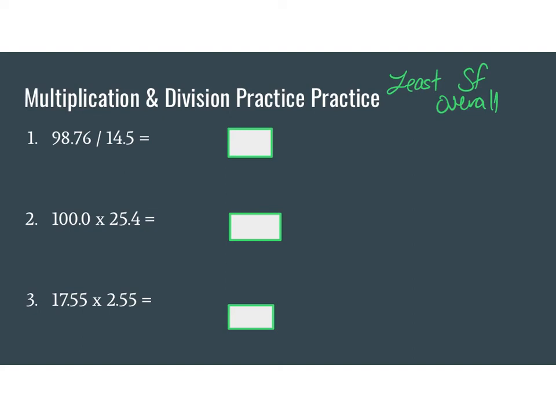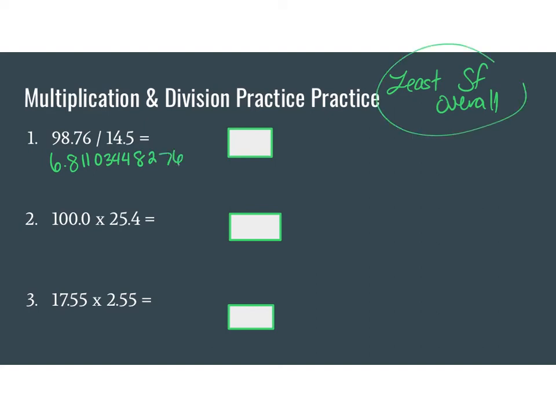All right, so hopefully you guys have tried this on your own. So the first one, 98.76 divided by 14.5. When I put that in my calculator, I get a crazy long number of 6.81103448276. What a pain in the butt to write.